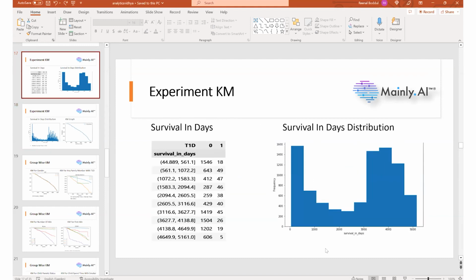And this is a distribution for the survival in days. This is not a distribution for the 0, 1, or whether the event happened or not. Each patient has data for how long they have survived, or we don't have data for how long they have survived. That data is what survival in days tells us. So that feature's distribution is what it looks like.